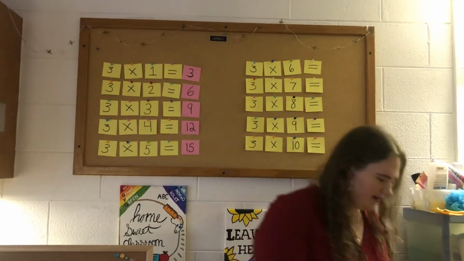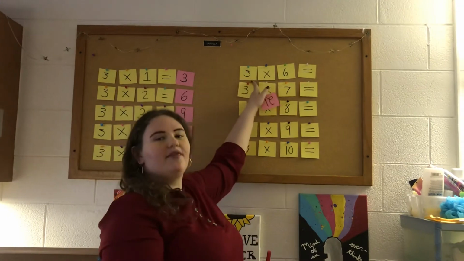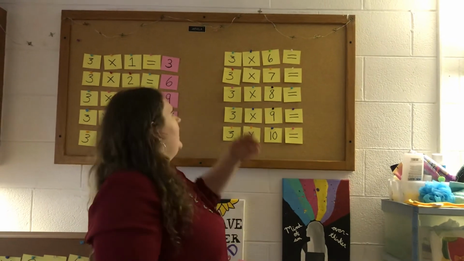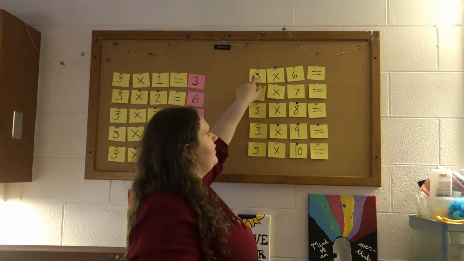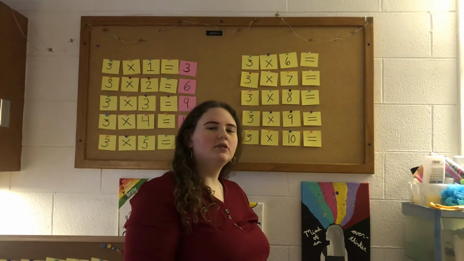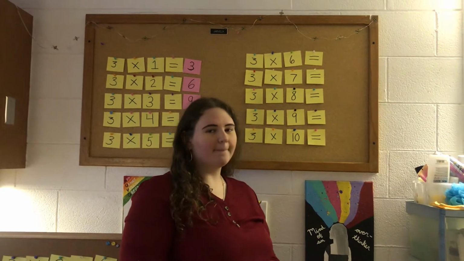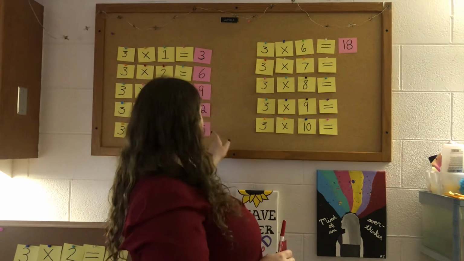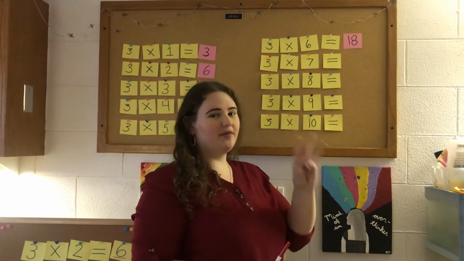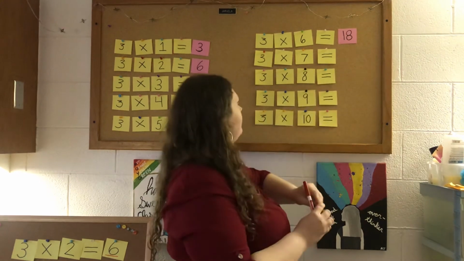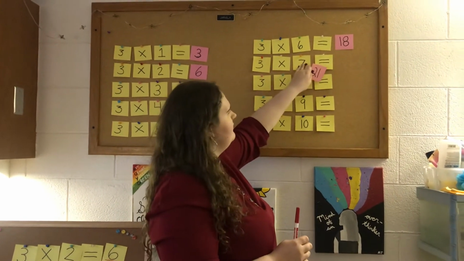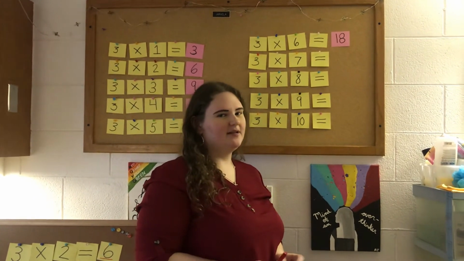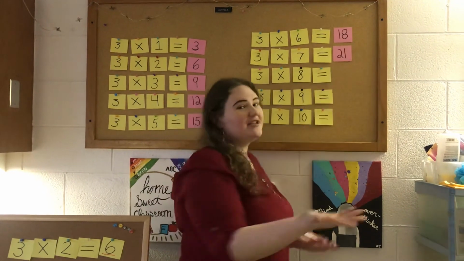We're going to move on up here. We have 3 times 6. Let's think about the cookie example. If we have 6 groups of 3, what would that equal? Is it 18? Exactly. 18. So, 15 plus 1, 2, 3 equals 18. 3 times 7 equals, well, what's 3 plus 18? 21. Exactly. Good. Great job, third graders.